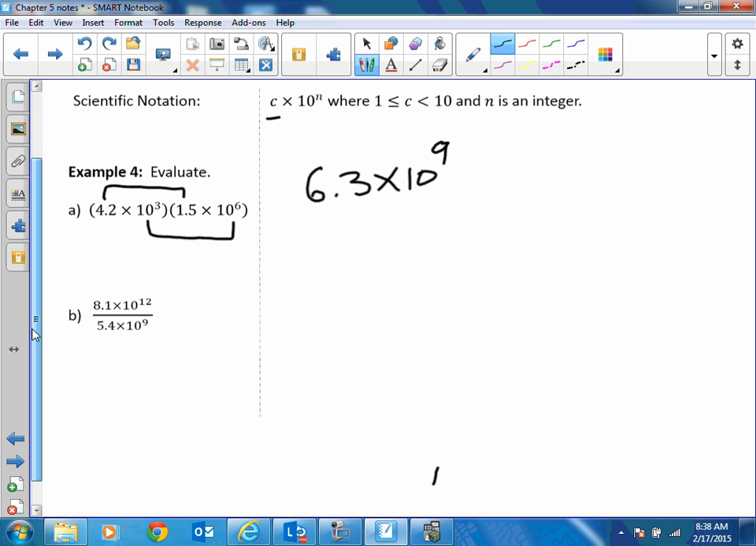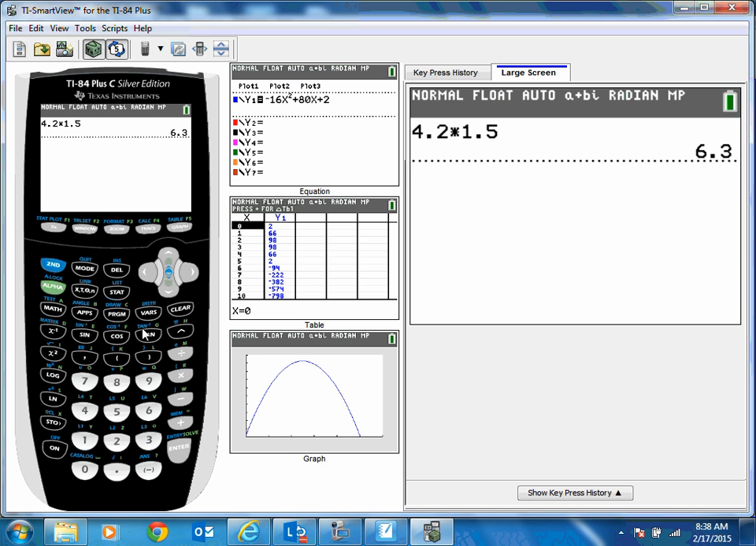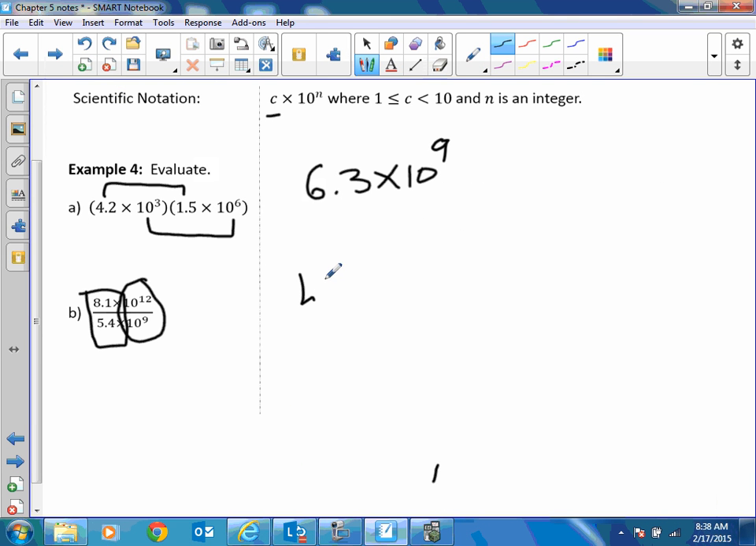Okay. Next one, we got 8.1 divided by 5.4. Again, we're going to divide these two normally, and then we're going to divide these two. But all we got to do is, instead of the same base, different exponents, subtract the exponents. So we're going to do 8.1 divided by 5.4, which equals 1.5 times 10 to the 12 minus 9, which is 3. So that would be your answer.